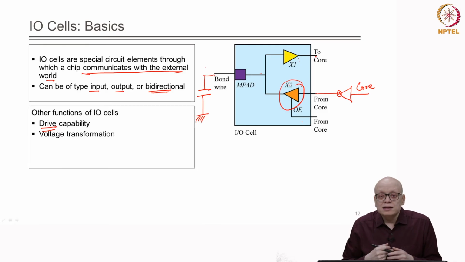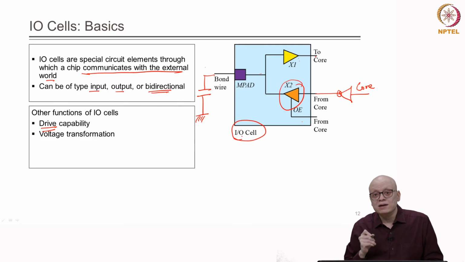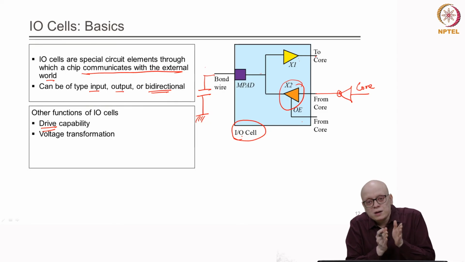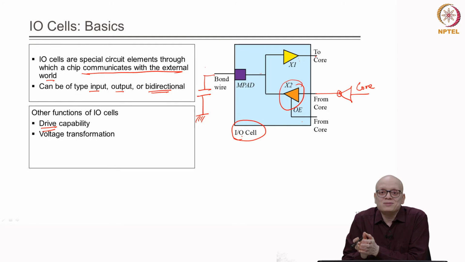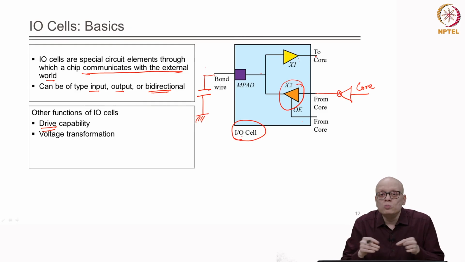Then there can be voltage transformation also. These IO cells can also work as a level shifter, meaning that the signal coming from the external world may be at some voltage level, and our core logic may be working at a different level. So, the IO cell can provide this voltage transformation between these two entities.